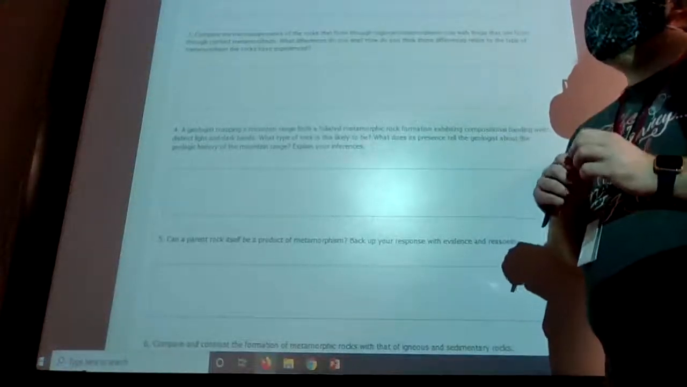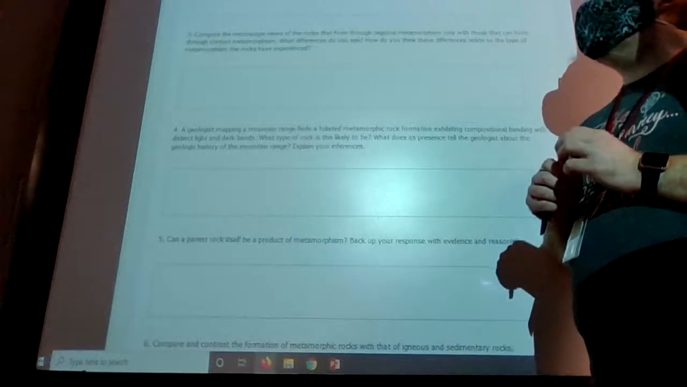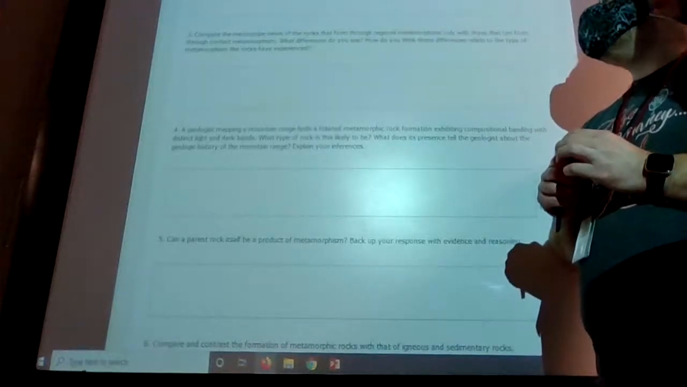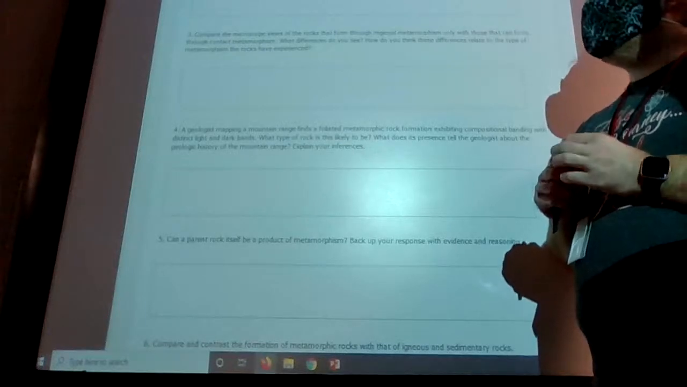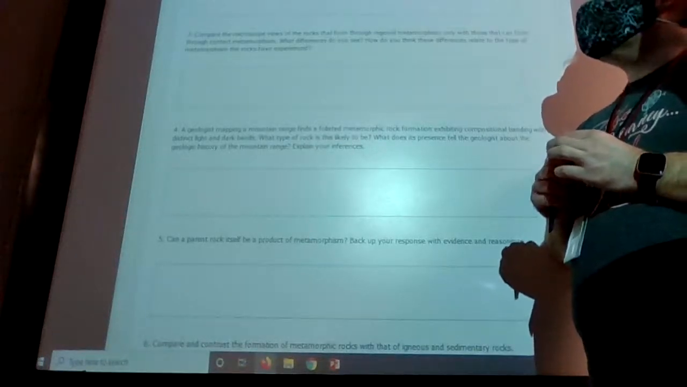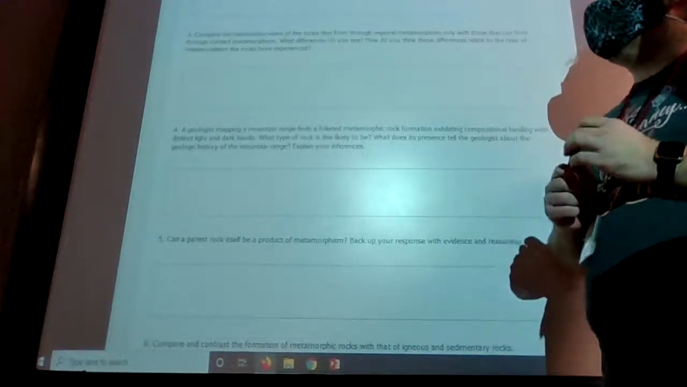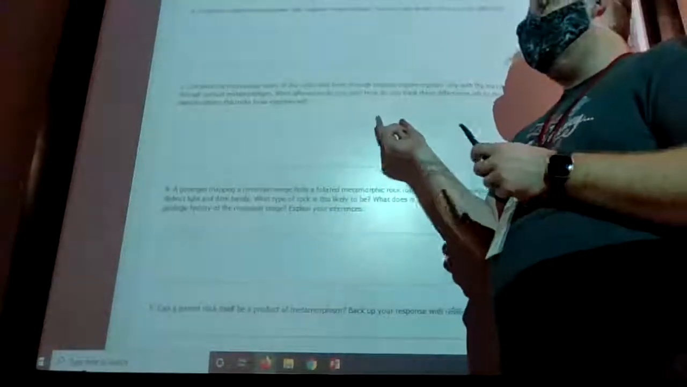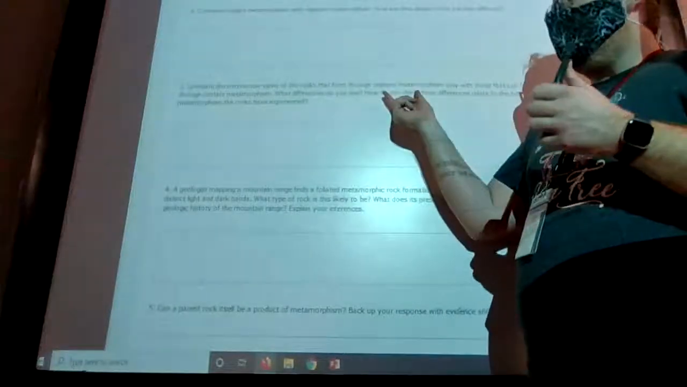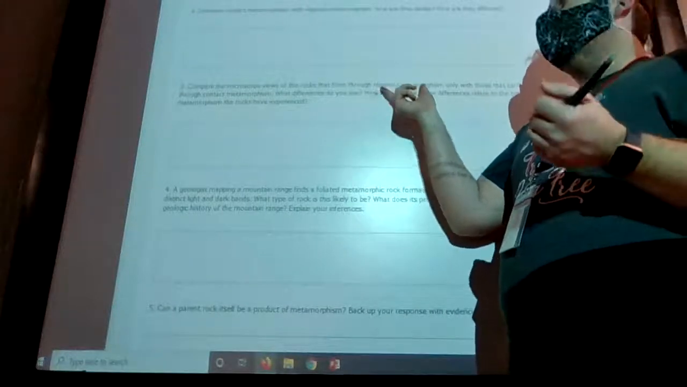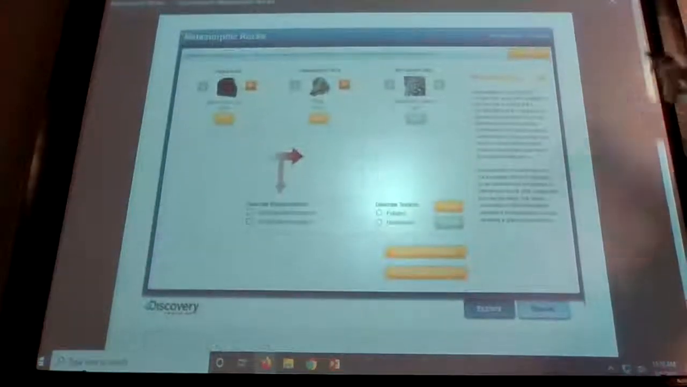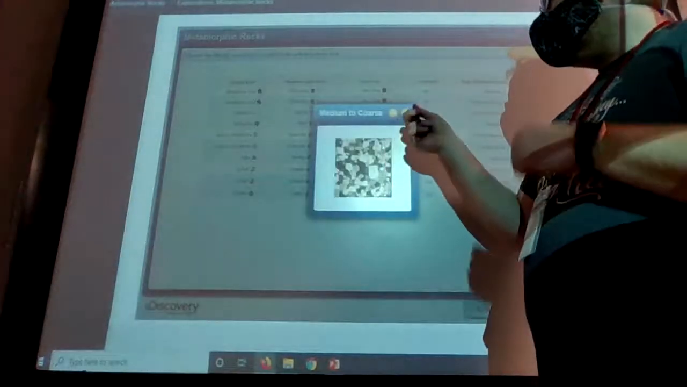Number 3, compare the microscope views of the rocks that form through regional metamorphism only with those that can form through contact metamorphism. What differences do you see? How do you think these differences relate to the types of metamorphism the rocks have experienced? So if we go back up here, they're asking us, what do we see in the difference for our microscope rocks between regional metamorphism and contact metamorphism? So if we come back up here real quick, I don't know if we'll be able to see. We can't click on this or see this. Yes, we can. All right.